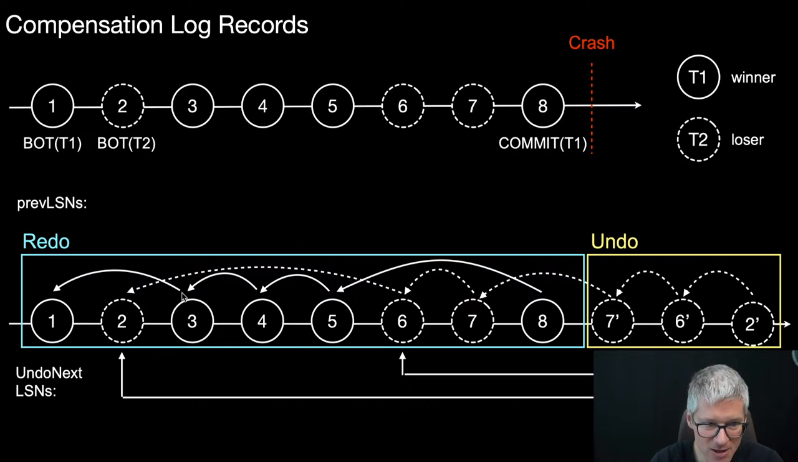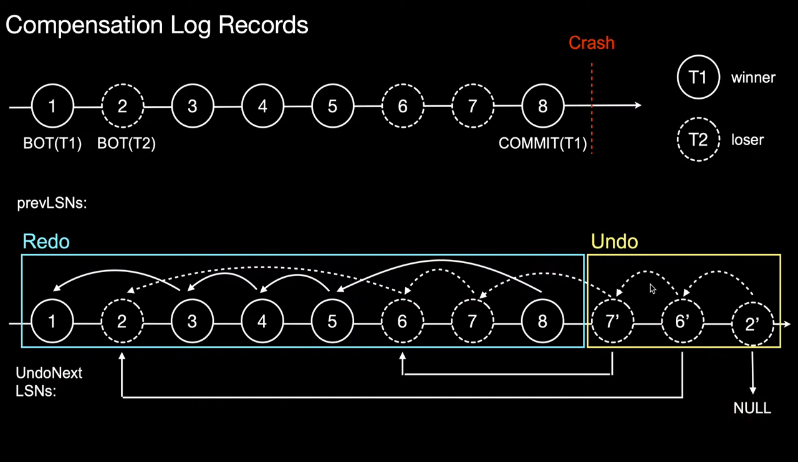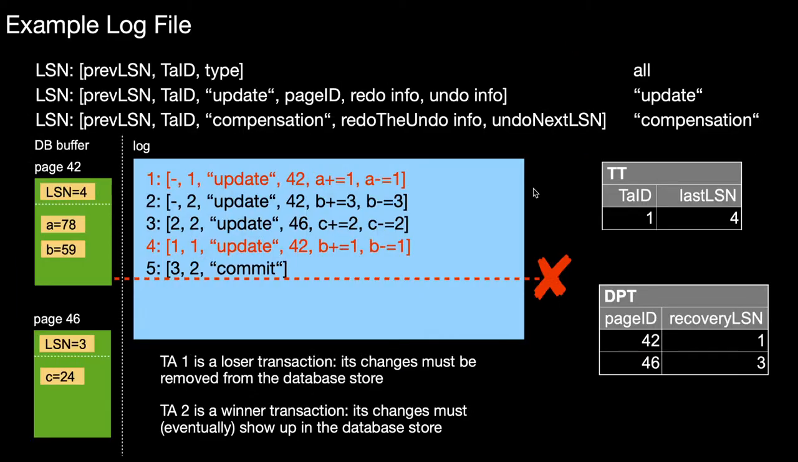So you have this backward chaining, those are the prevLSNs, across the different transactions. So you have a backward chaining within the log records for each individual transaction. And in the undo phase, you write out those compensation log records, and you also have these undo next LSN telling you what is the next undo log record that I have to consider for this specific transaction.